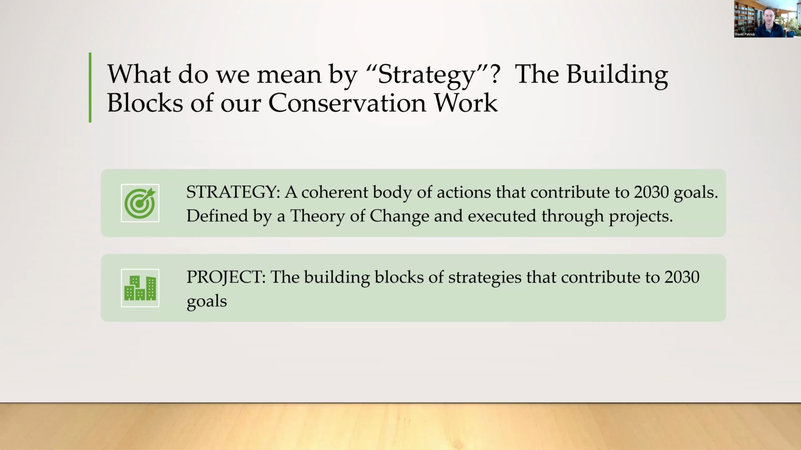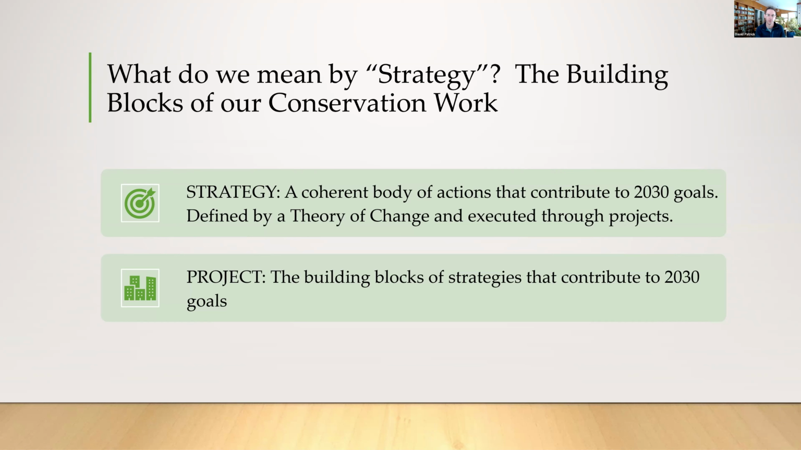Let's begin with strategy. So we define strategy as a coherent body of actions that contribute to our 2030 goals. Strategies are defined by a theory of change, and they are then executed through projects. So another way of thinking about strategies is that we've identified a complex challenge that we'd like to solve in service of our 2030 goals. That's what our teams are doing across the Conservancy.